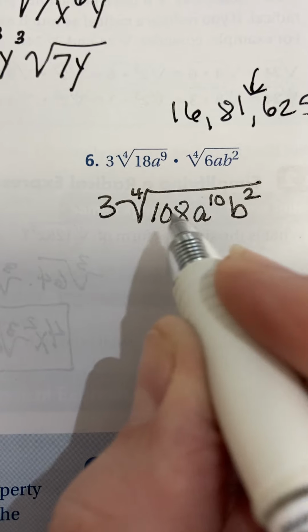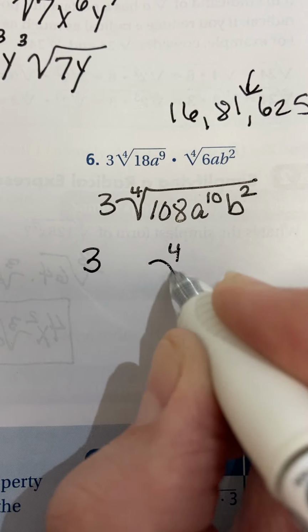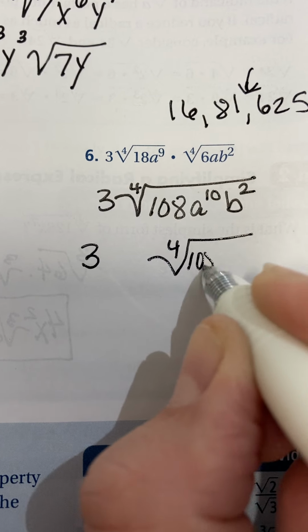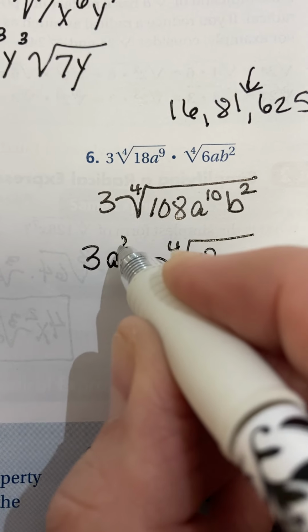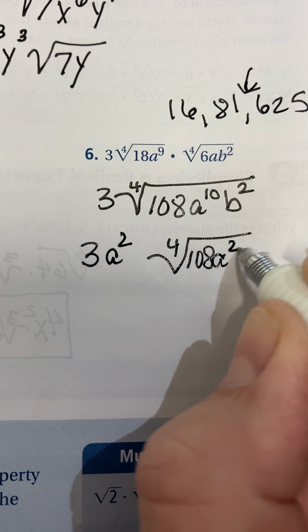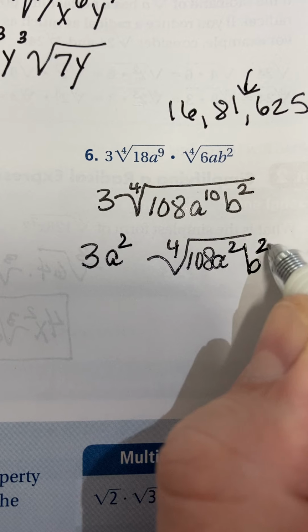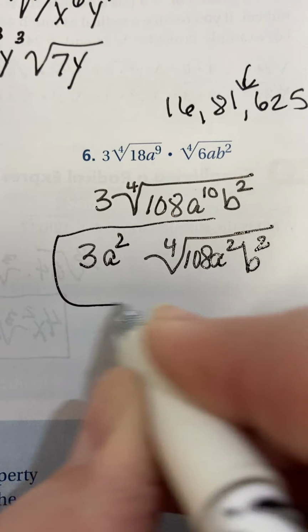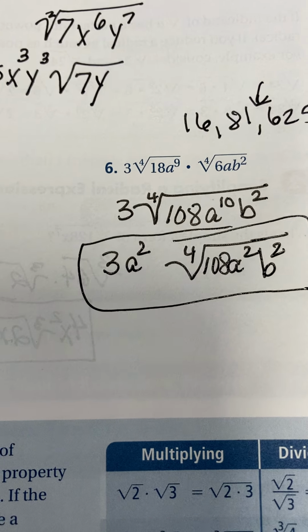So the 108 does not break down. So the 3 stays out. The 4th root of 108 will stay underneath. Now I'm dealing with my variables. 4 goes into 10 twice, so I put a 2 out here. There are 2 remaining. 4 doesn't go into 2, so the b squared has to remain underneath. And there is your finished answer.